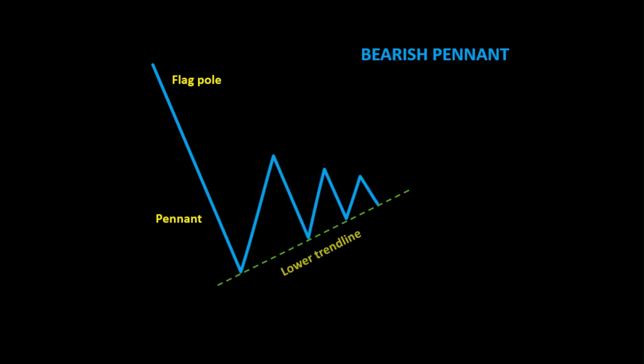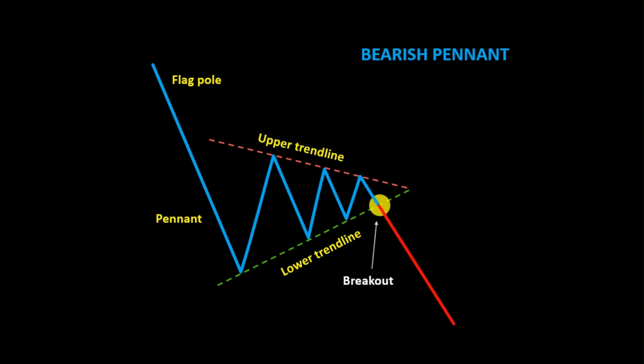This phase indicates temporary indecision or a pause, as the market consolidates before potentially continuing lower. The pattern is confirmed when the price breaks below the lower trend line of the pennant structure, ideally accompanied by a surge in volume, signaling that sellers have regained control.